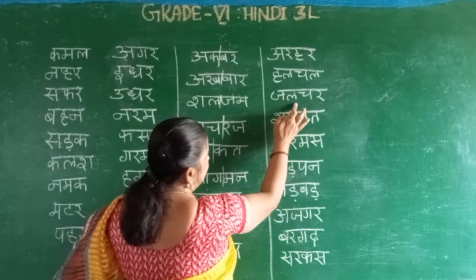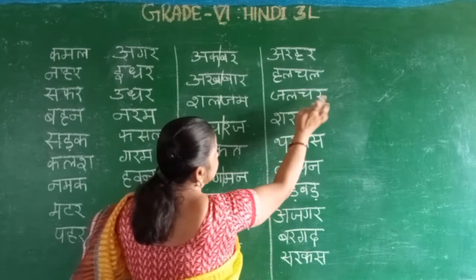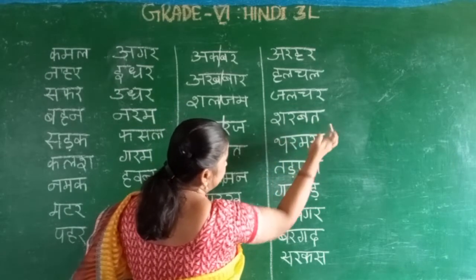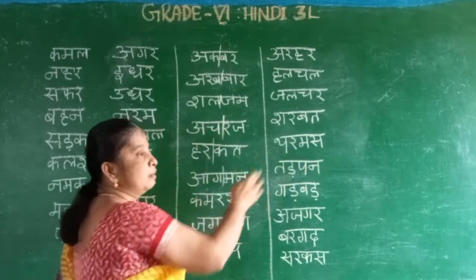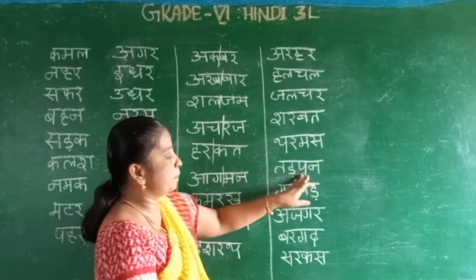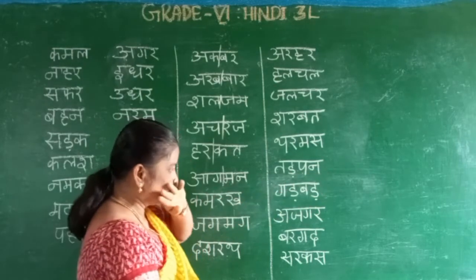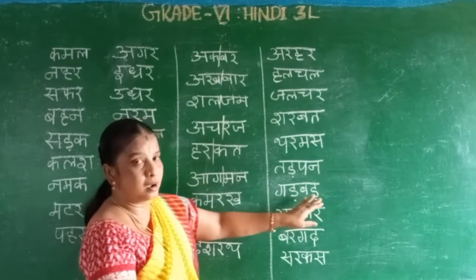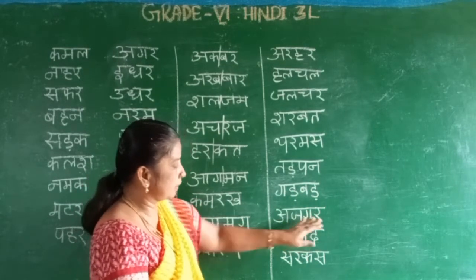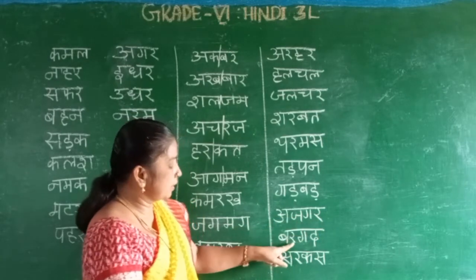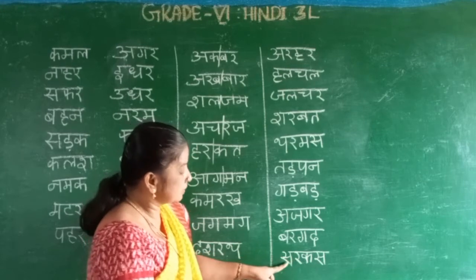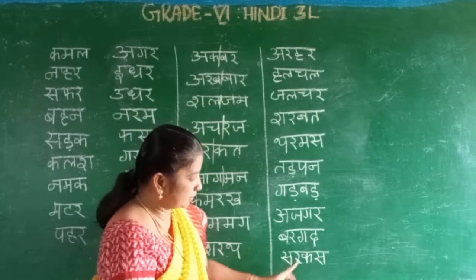Ja, la, jal, cha, ra, chal, jalchar. Sa, ra, sar, ba, ta, bat, sarbat. Ta, ra, tar, ma, sa, mas, tarmas. Da, da, dad, pa, na, pan, dadpan. Ga, da, gad, ba, da, bad, gadbad. A, ja, aj, ga, ra, gar, ajgar. Ba, ra, bar, ga, da, gad, bargad. Sa, ra, sar, ka, sa, kas, sarkas.